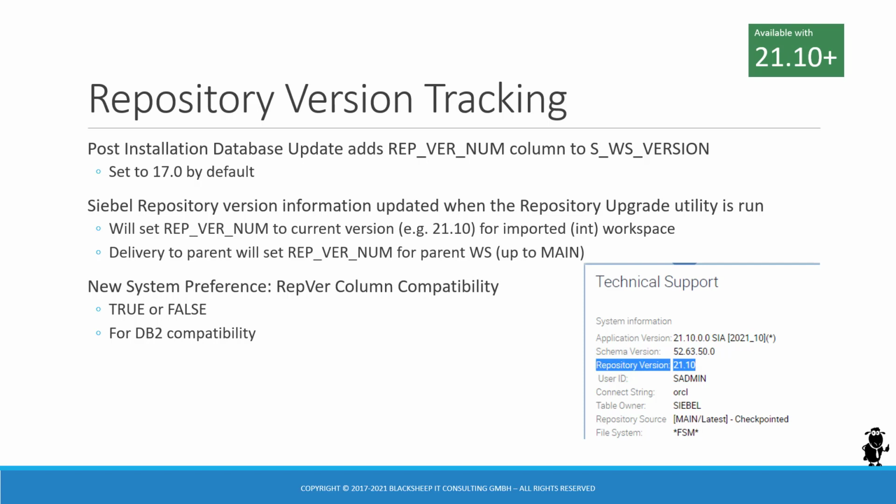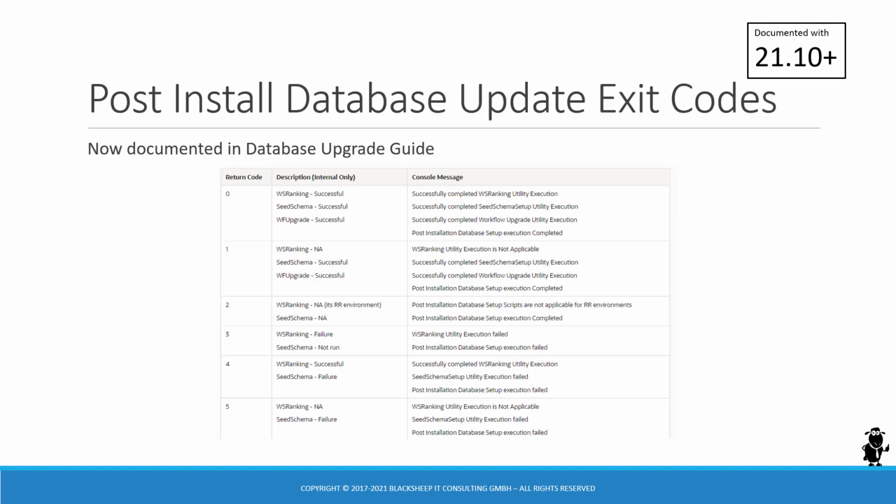A new system preference is also introduced. Bookshelf informs us that this is for DB2 databases. It's called repver column compatibility. And the technical support applet gets an upgrade as well. So if you do a new install, upgrade, or run the non-mandatory repository upgrade, you will see a repository version field in the technical support applet.